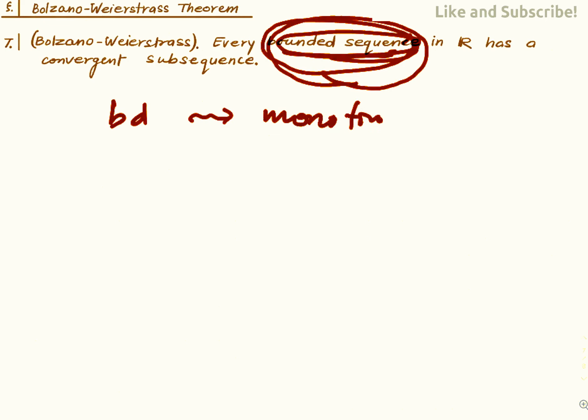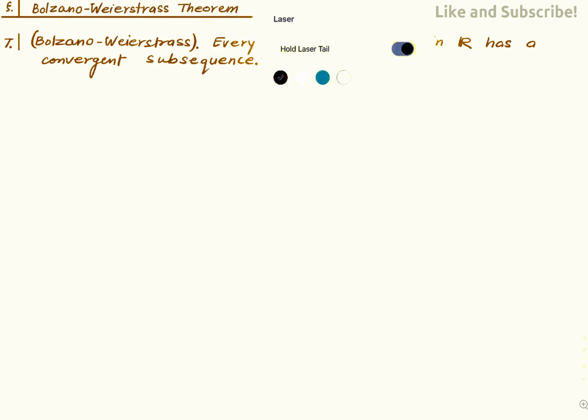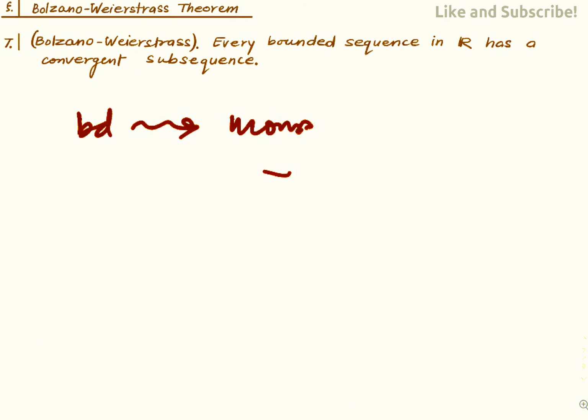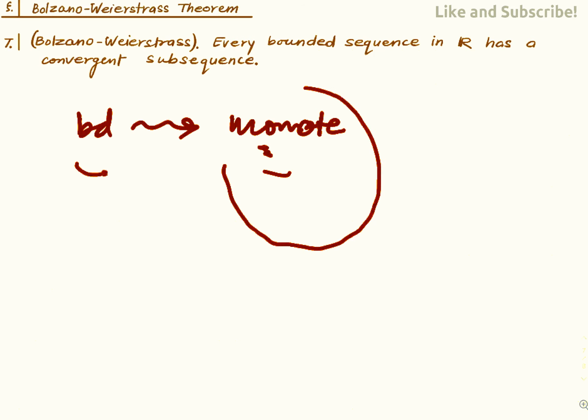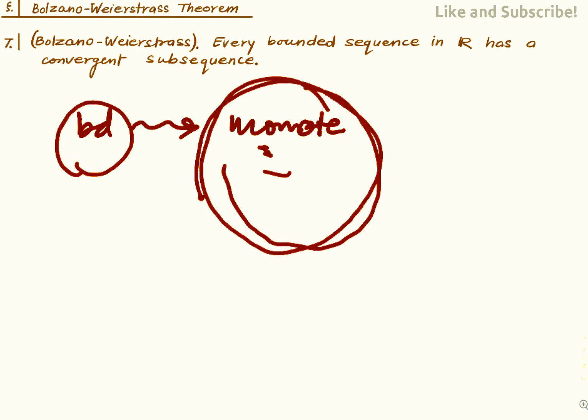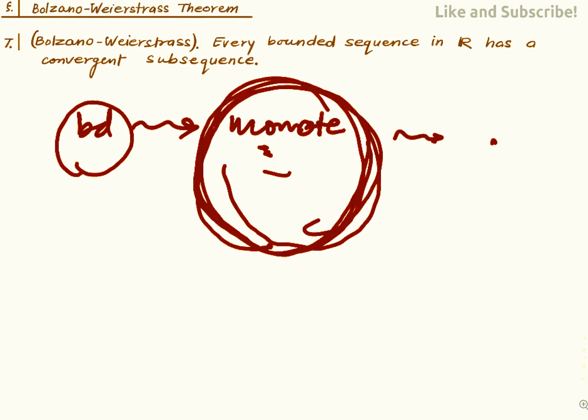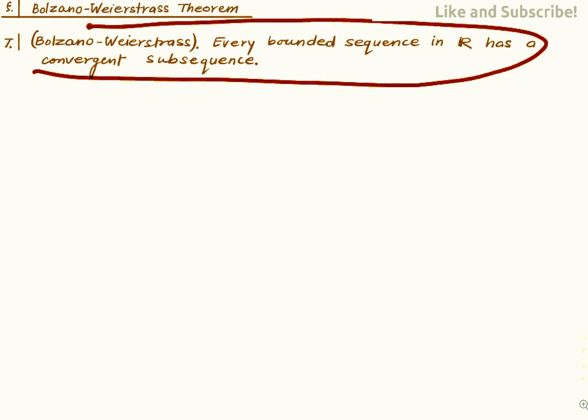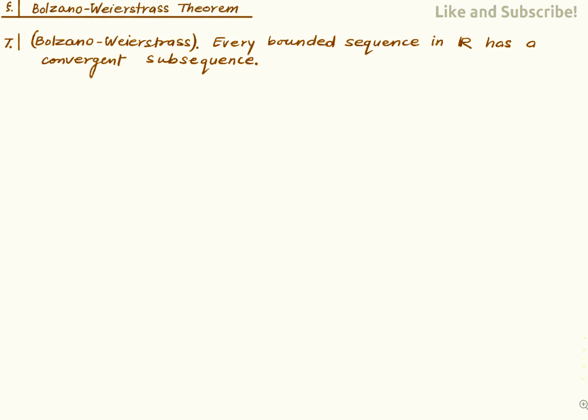But any bounded monotone sequence converges, and since you start with a bounded sequence, the monotone subsequence you will extract will also be bounded, because every subsequence of a bounded sequence is bounded. So starting with a bounded sequence, we get a bounded monotone subsequence and hence a convergent subsequence, because every bounded monotone sequence is convergent. And that is the proof of this fact. So let me not write it down. You can write down in your notes. And this is the Bolzano-Weierstrass theorem.